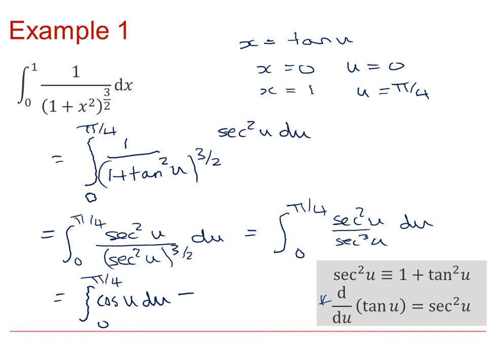which integrates to sin u between those limits, which is just 1 over root 2, given that sine of 0 is 0.